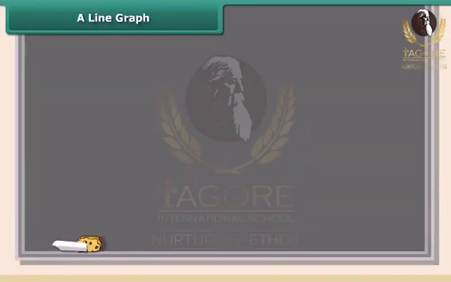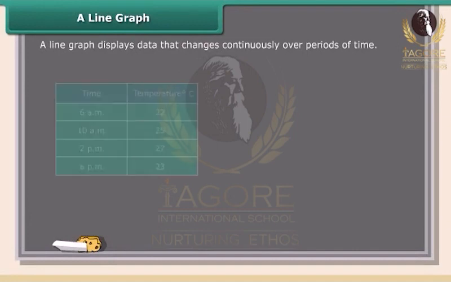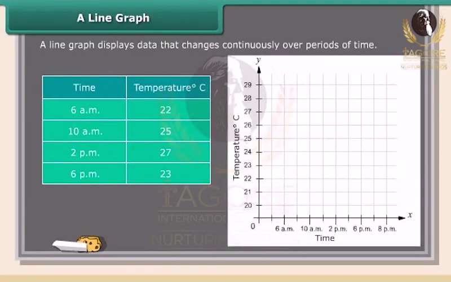A line graph. A line graph displays data that changes continuously over periods of time. The above table shows the temperature of Chennai city, taken every 4 hours for a day. We call this a time temperature graph.